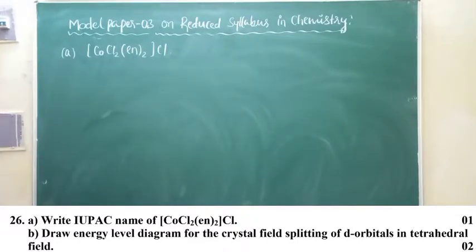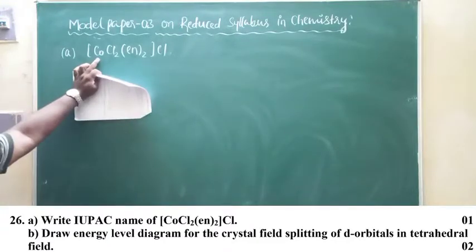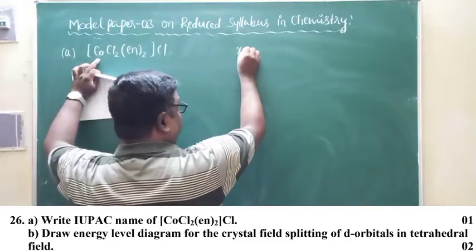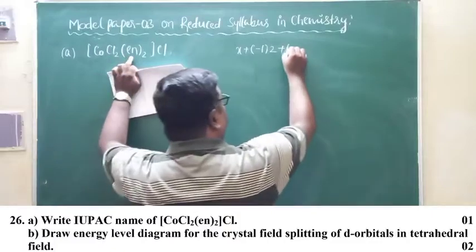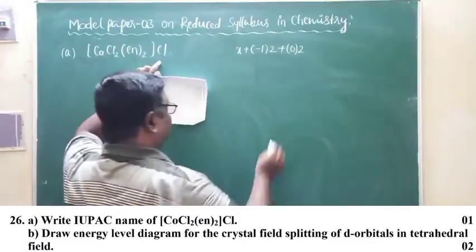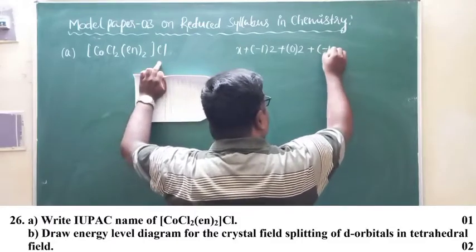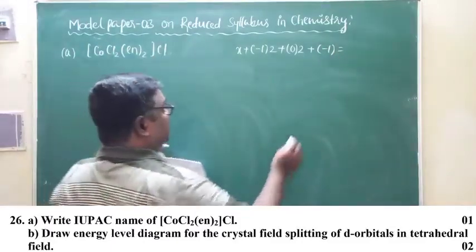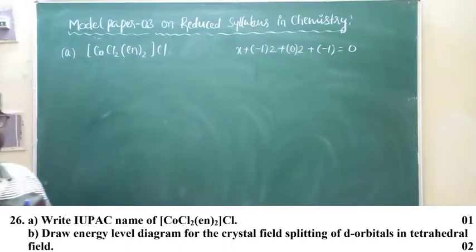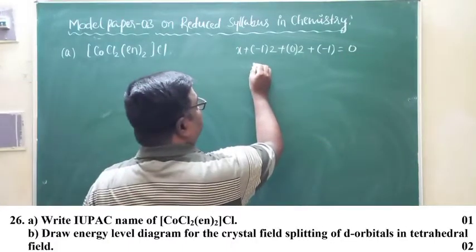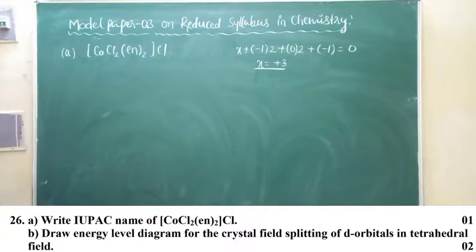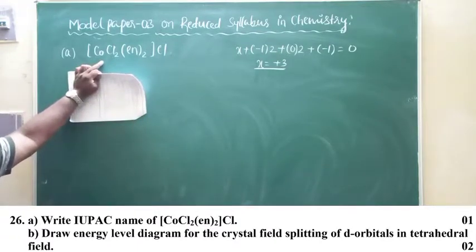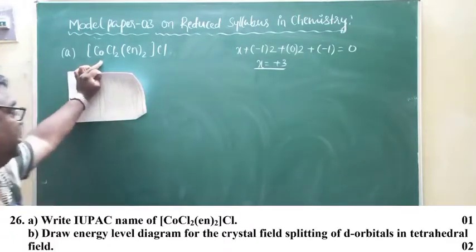Whenever you are naming complexes, you are supposed to determine the oxidation number of the central metal ion. Take it as x. Chloride charge is -1 into 2. Ethylene diamine charge is 0, and 2 ethylene diamine molecules are there. This one more Cl has got -1 charge. Total complex has 0 charge, that is 0 equals 0. On the basis of this, x is equal to +3. This is the oxidation number of cobalt here. The complex is a positive complex, a cationic complex. Therefore, we are going to use ordinary names of the central metal ion.